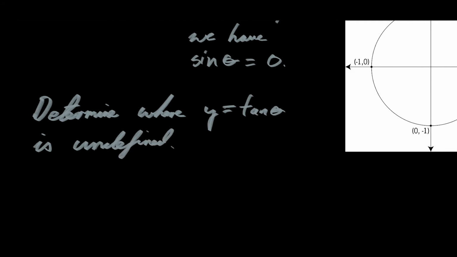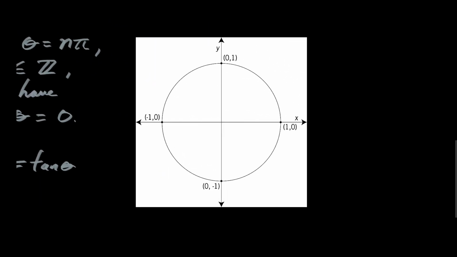Okay, and where would it be undefined? Well, remember we're after values of theta that make cosine of theta equal to 0. Cosine of theta is equal to 0 there, that's pi on 2. Okay, cosine of theta is equal to 0 there, that's 3 pi on 2. This whole angle there is 3 pi on 2.